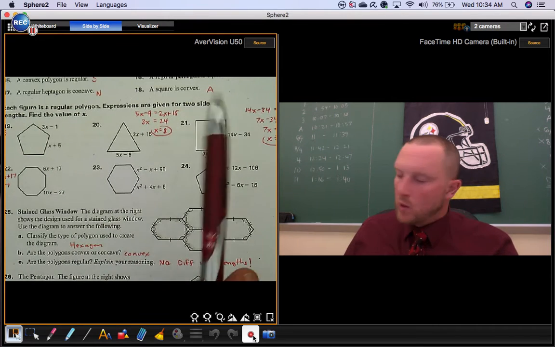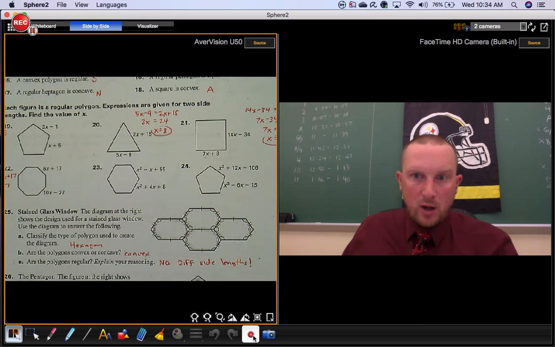Number 18, a square is convex. That's always going to happen. Squares are always convex.